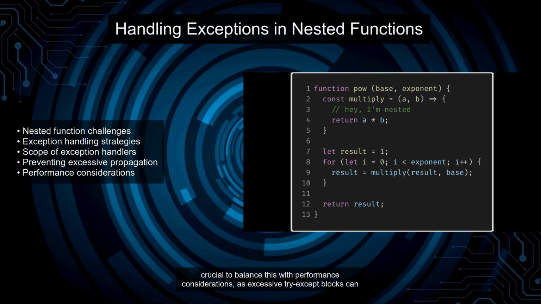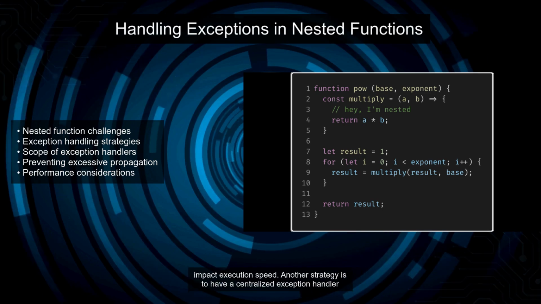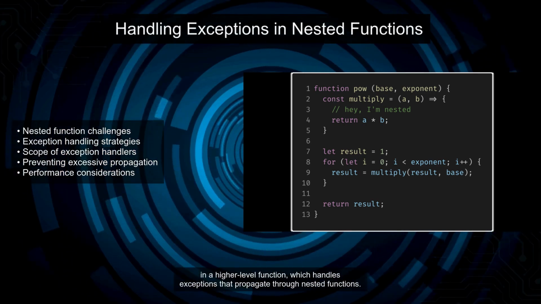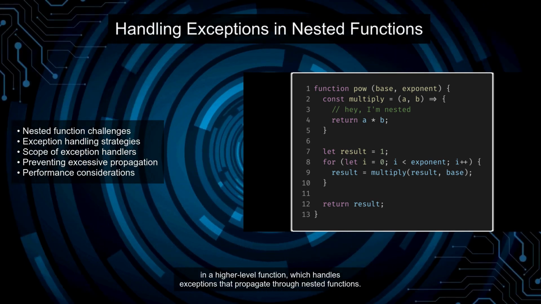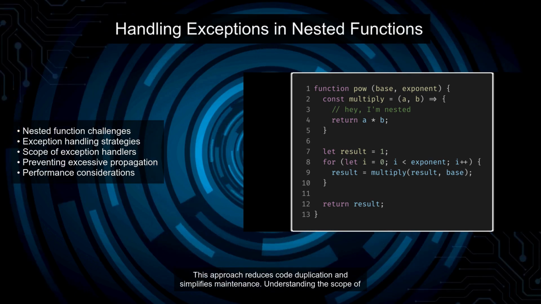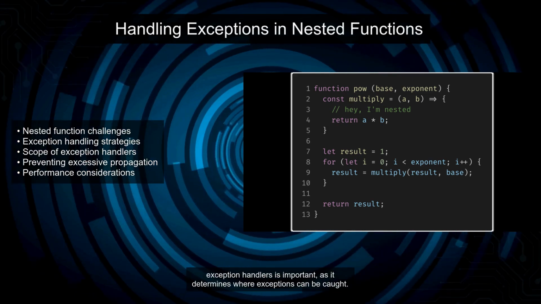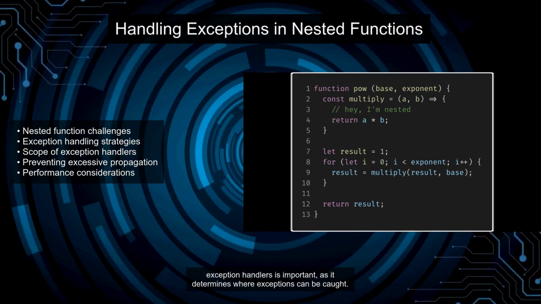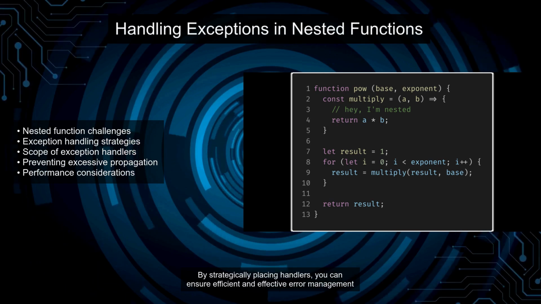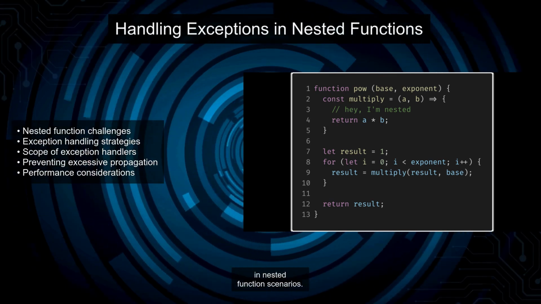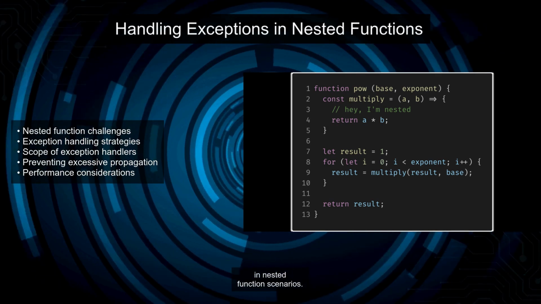However, it's crucial to balance this with performance considerations, as excessive try-except blocks can impact execution speed. Another strategy is to have a centralized exception handler in a higher-level function, which handles exceptions that propagate through nested functions. This approach reduces code duplication and simplifies maintenance. Understanding the scope of exception handlers is important, as it determines where exceptions can be caught. By strategically placing handlers, you can ensure efficient and effective error management in nested function scenarios.